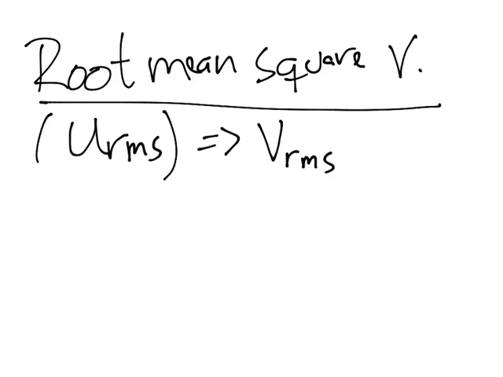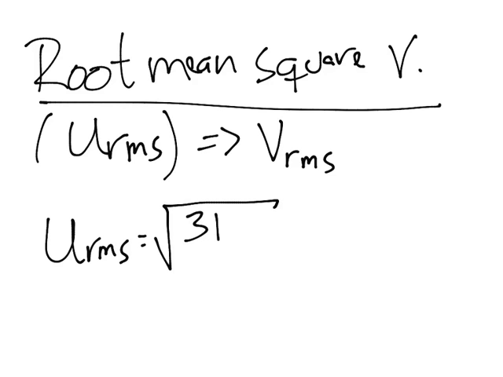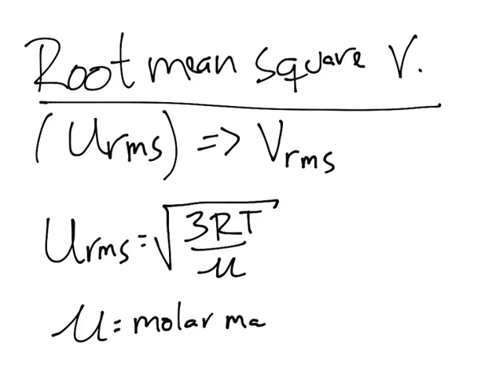And the formula to obtain the root mean square velocity of a gas, so I'm just gonna write it as U RMS, is the square root of 3RT over its molar mass. I'll be writing molar mass as that symbol because I don't want you to get confused if I write it as a big M and consider it molarity. So that's the molar mass. And T is temperature.